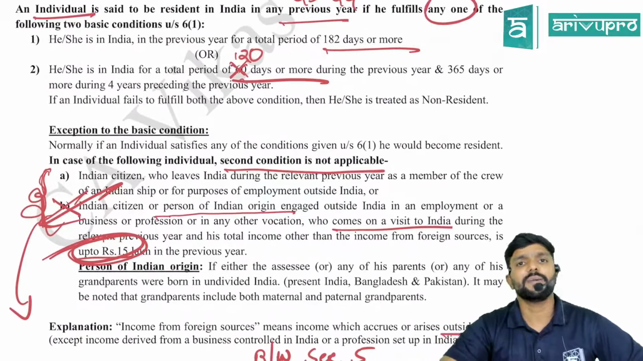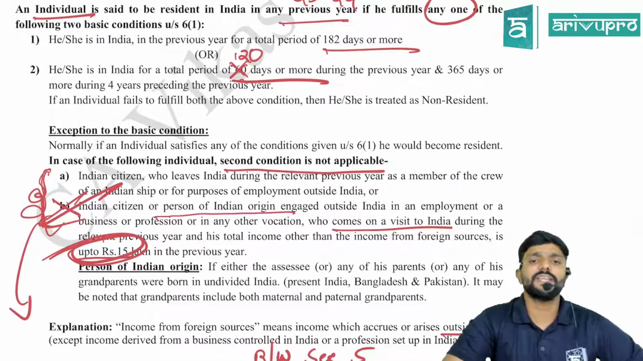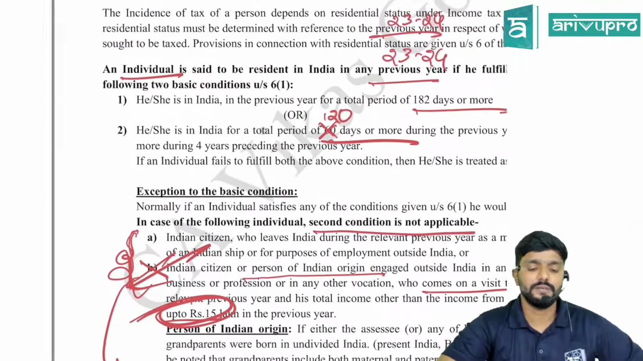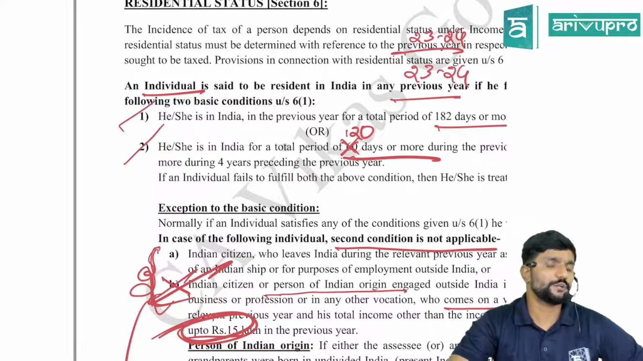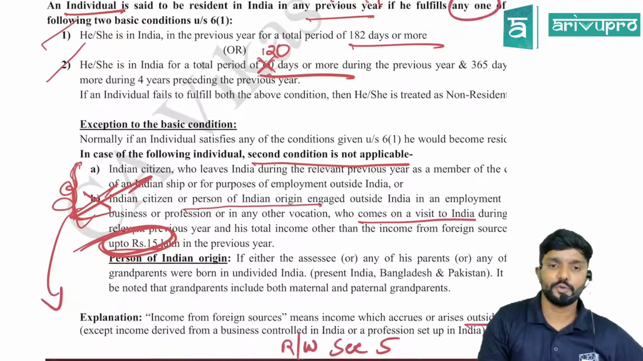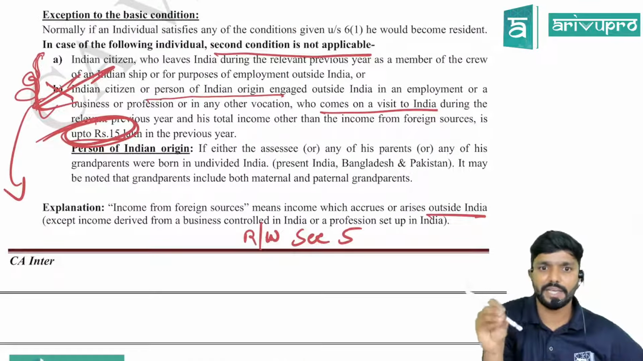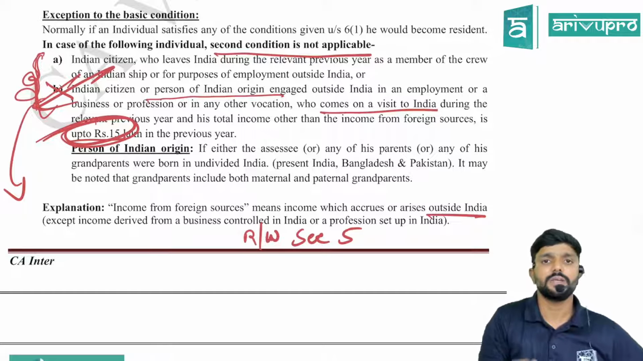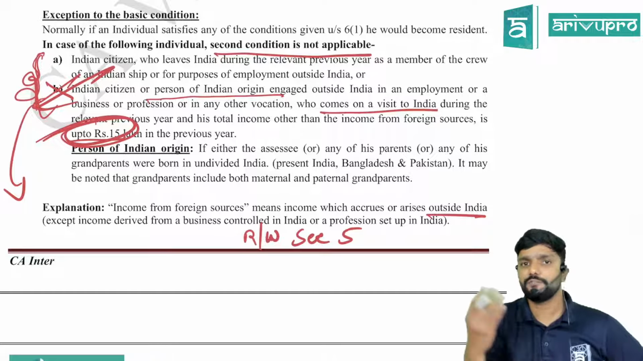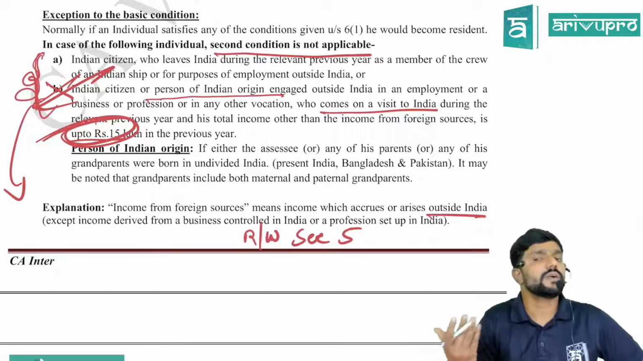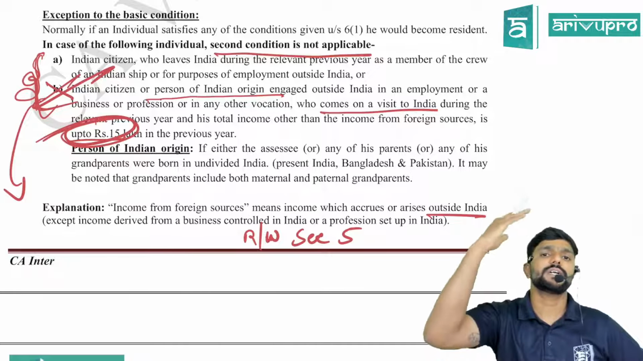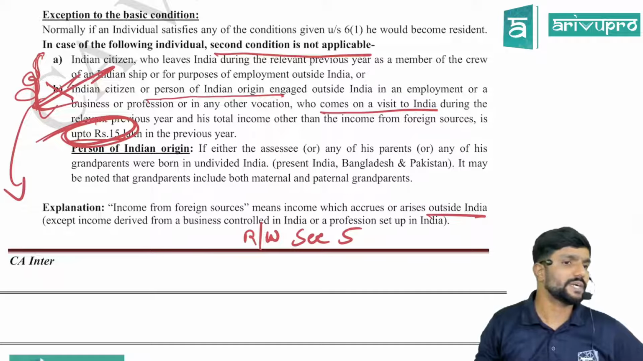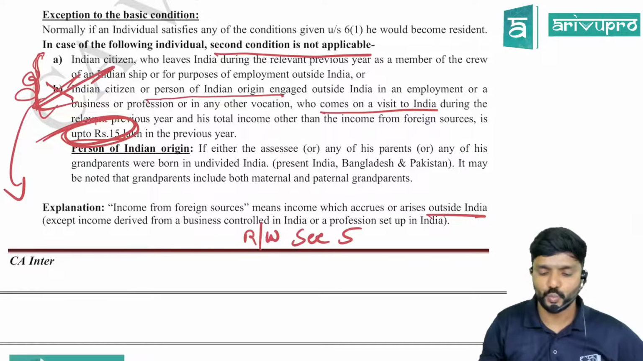Sir, what if I am a foreign citizen who is not covered in any of these exceptions? Then both the conditions are open for you. Even if you satisfy one, you will become resident. So please be careful. Whatever conditions are there in exceptions A and B, everything has to be satisfied. Even if one is not satisfied, you are not covered in the exception, which means both the conditions are open for you.